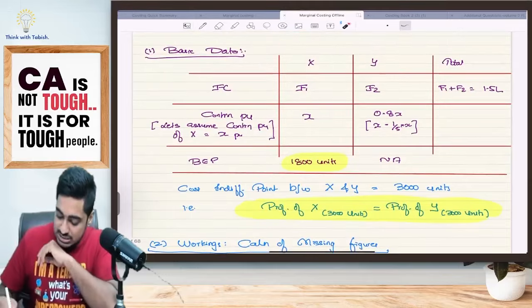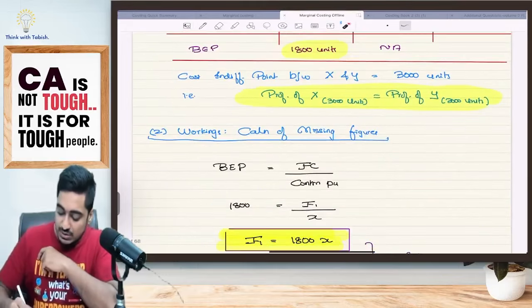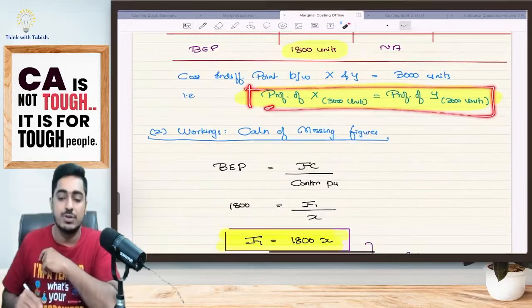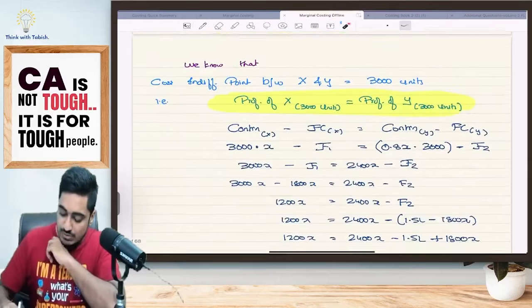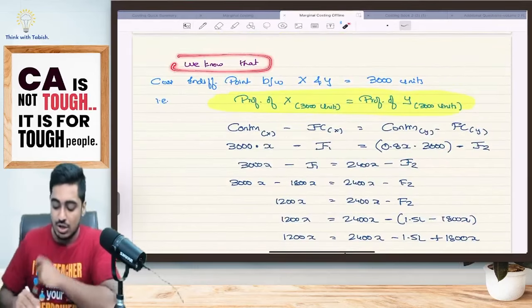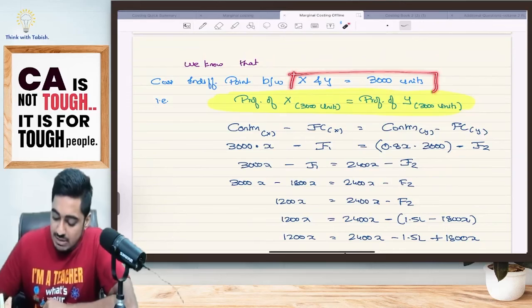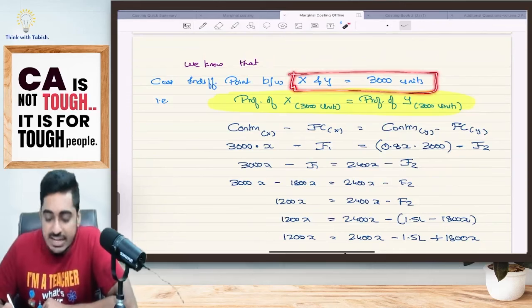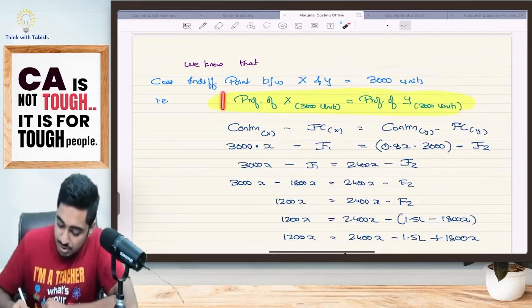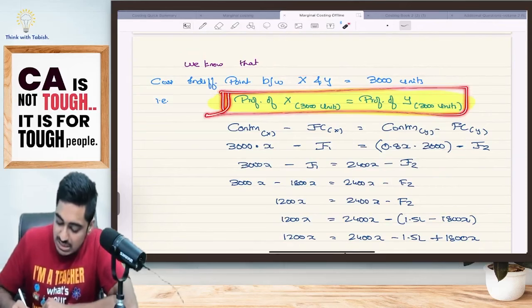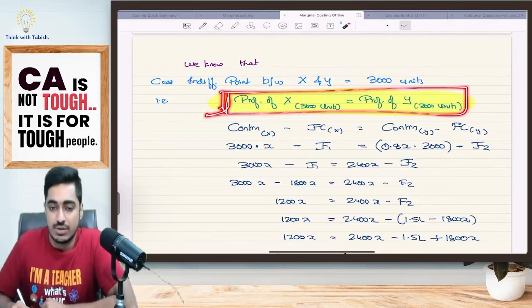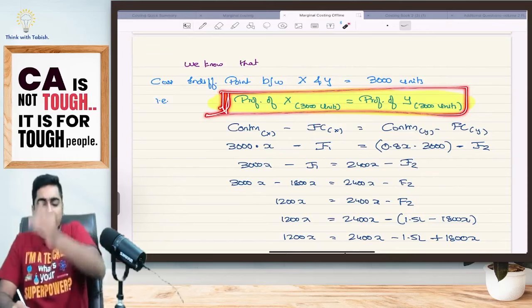Next, what can I use? This one I have used. What more is given? The question has given me profit. Profit is equal at 3000 units. So I will tell, yes, we know that the cost indifference point between X and Y is 3000 units. That means at 3000 units, profit of X at 3000 is equal to profit of Y. Yes or no, everyone? So we will slowly keep on reducing it.